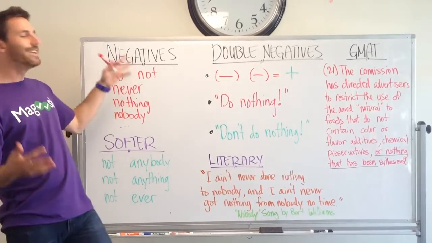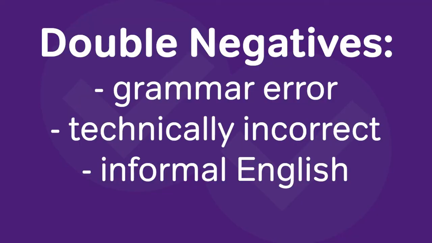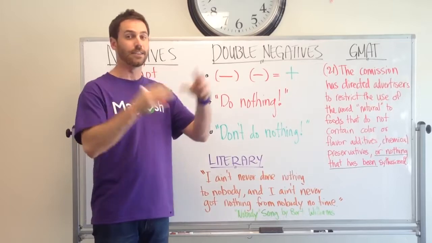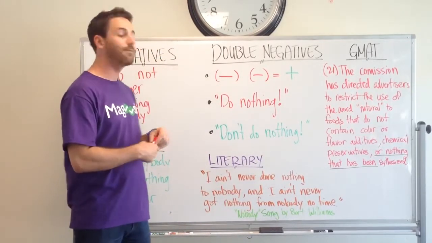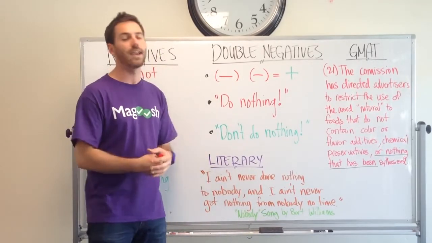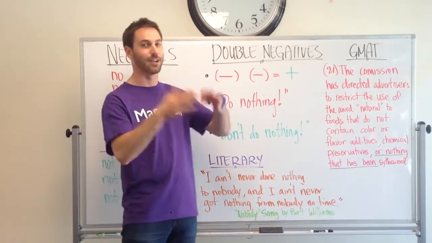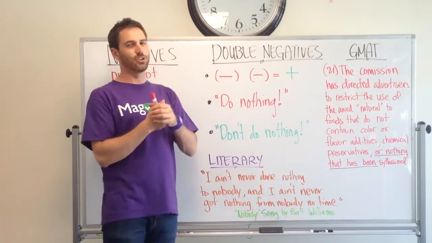So double negatives are a grammar error. It's technically incorrect in formal English to use double negatives, although they do pop up and end up in different places. In song lyrics, in literature, in speech even, for different reasons. It can be a compelling way to convey information. It can be kind of funny sometimes, especially if you use lots of negative words and you just kind of pile them up. But basically the idea is similar to multiplication.